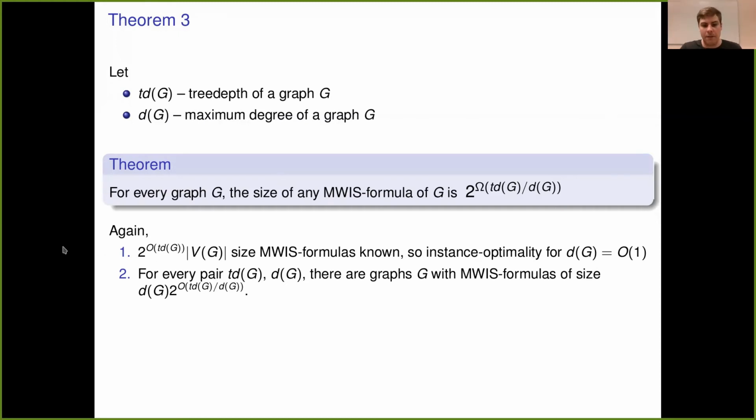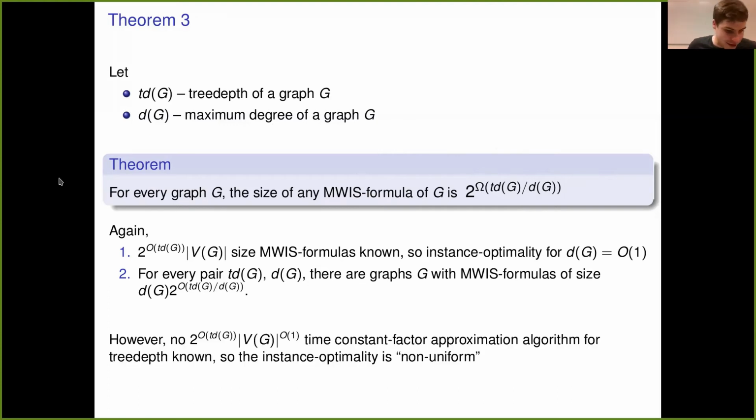And again, we have that for every pair of parameters of tree depth and maximum degree, there are some graphs where we have an upper bound matching this lower bound. So this is really the best possible lower bound one can give for ambiguous formulas by considering only these two parameters.